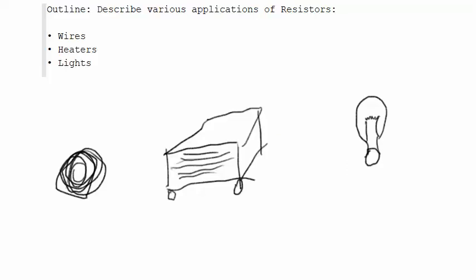In this video, I'm going to describe three different applications of resistors: wires, heaters, and lights. The main function of a wire is to get energy from a source to a load. In most cases, the goal of the wire is to have as little resistance as possible. That is, it is a perfect conductor with resistance R equals 0 ohms. What happens in practice, though, is that wires are not ideal conductors.